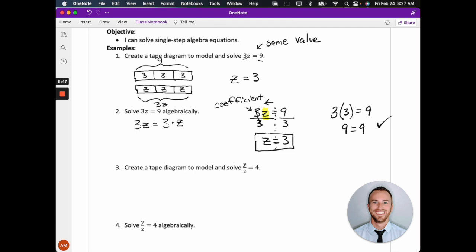All right, so when we're looking at an algebraic equation involving multiplication, we're going to divide, which is the inverse of multiplication, which allows us to undo that multiplication and work towards isolating the variable.